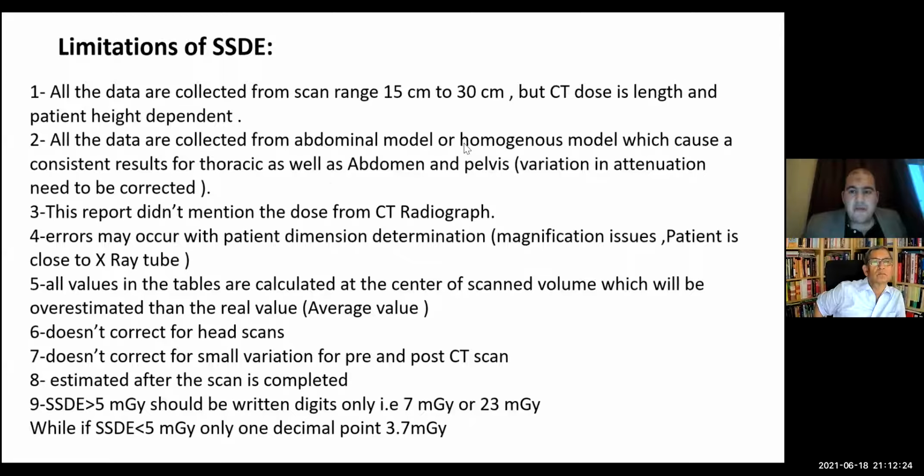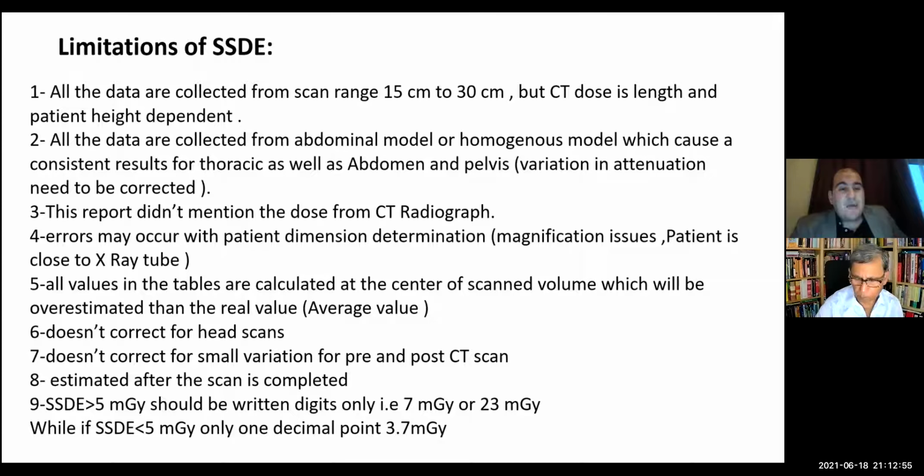Now, the limitation of site-specific dose estimate: all the data are collected from a scan range of 15 centimeter to 30 centimeter, but CT dose is length and patient height dependent. Yes, because all the measurements for data collected for AAPM report number 24 for site-specific dose estimate use only a scan range from 15 centimeter to 30 centimeter, but CT dose depends on the length of the scan or height of the scan. So it's important to take it into consideration.